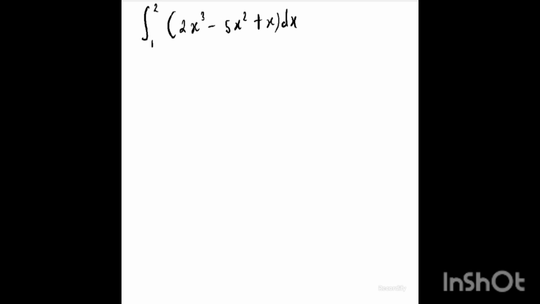Okay, right guys, so let's dive into the solution. The first thing I'm going to write down is to remind you how to integrate a function. If you have a function x to the nth power dx and you want to integrate it, this will be equal to x to the nth plus 1 power over n plus 1, then everything plus your constant c.